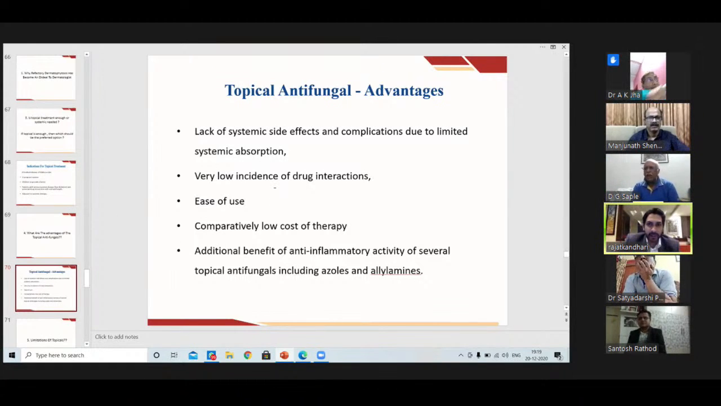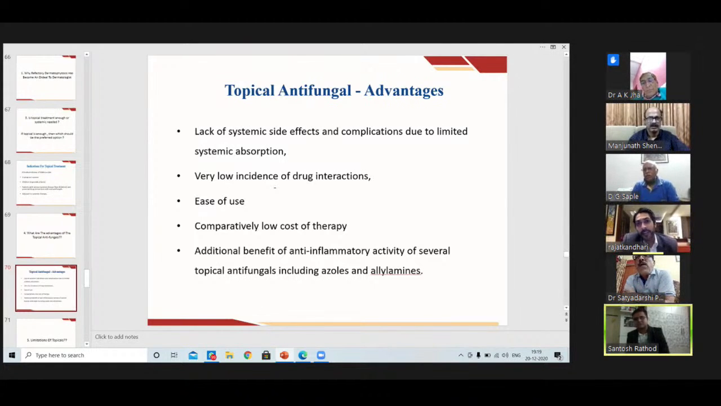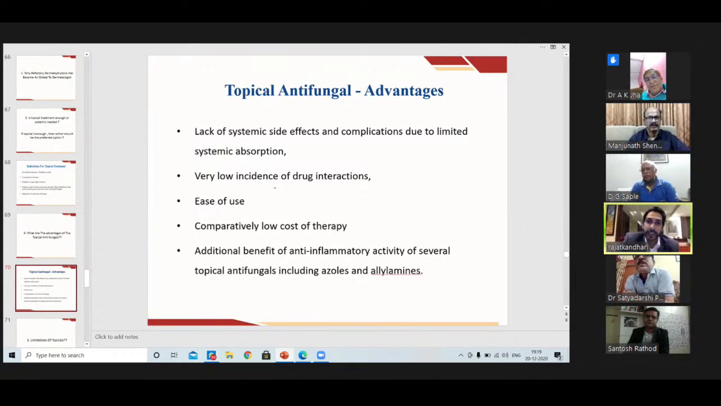May I add something? Yeah, Rajat. I think one of the biggest advantages of using a topical would be that it attains a good concentration at the site of action, at the site where we are applying it. That would be the reason I would be using it more than if I'm already putting the patient on an oral, and I'm also giving a topical, so we are sandwiching the fungus in a way. So at least it attains a good concentration at the site where I'm applying.